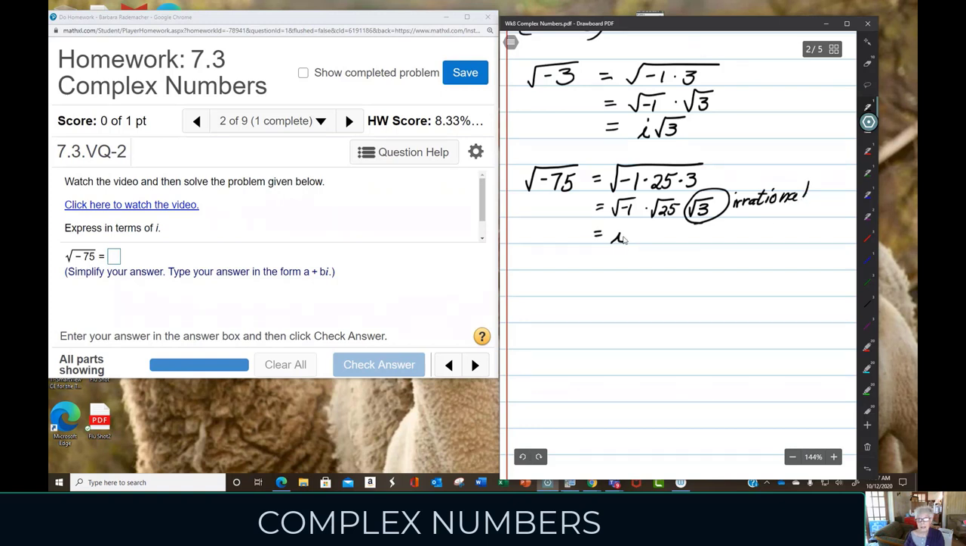So we're going to have i times 5 times the square root of 3. But as long as you're having to put this in a plus bi form, your answer is going to be 0 plus 5 times the square root of 3, and then safely outside the radical, i. So you still have to simplify radicals when your radicand, the number under the radical, contains a perfect square in it. This is called simplifying. Remember that, simplifying. Nobody likes it, but you've got to do it.